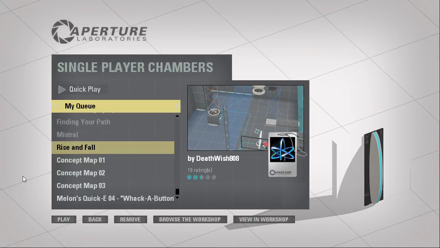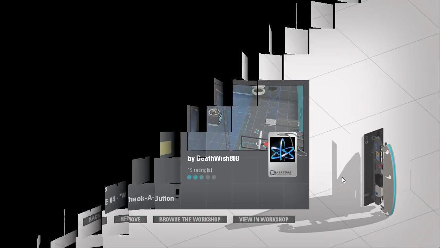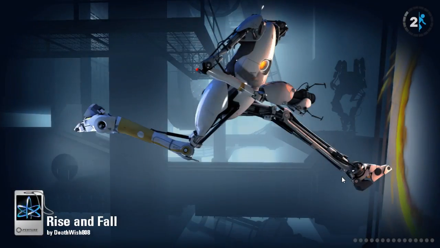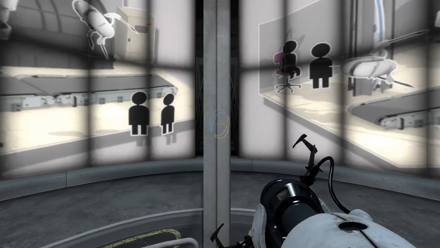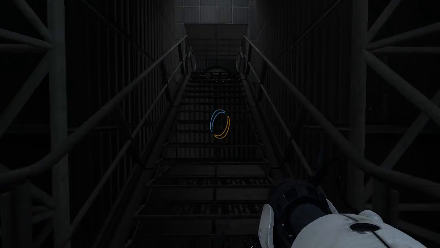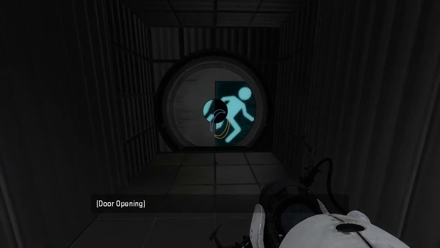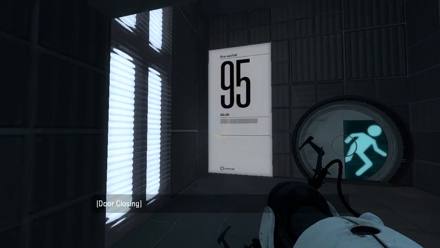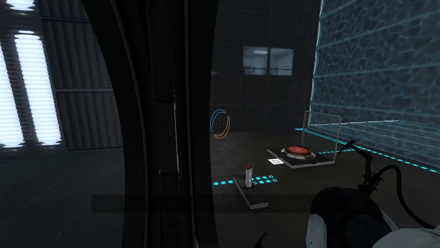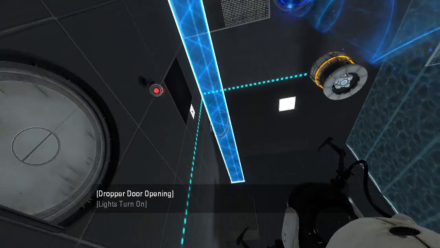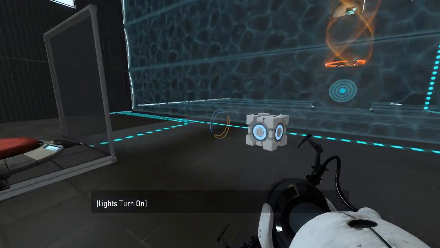Hey guys, I'm LB, and we are going to replay Rise and Fall by DeathWish808, because he said that I abused the glitch where objects can go through grating, and that he doesn't expect anybody to ever use that glitch in any of his maps. So, we are gonna try and do this the proper way. Also, I didn't really use the faceplate at all, so we need to figure this out, basically, is what I'm saying, because we did it wrong last time. We solved it the wrong way.